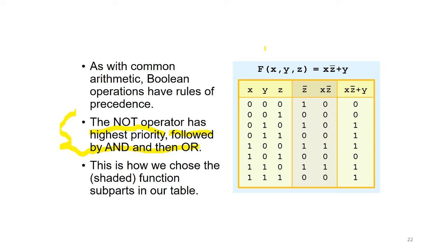As you can see, we first solved the NOT operation, then we did the AND operation. AND operation is nothing but multiplication, and once the multiplication is done, we moved on to the OR gate, that is this summation part. So this is the precedence order you need to remember for the Boolean operation. This is how we choose the shaded function subparts in our table.